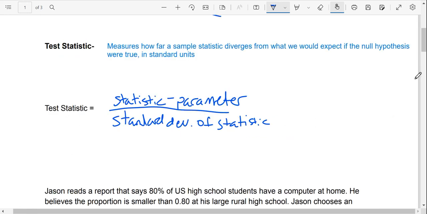One of the things we'll be calculating is the test statistic, and it measures how far a sample statistic diverges from what we would expect if the null hypothesis were true, in standard units. We calculate it as statistic minus parameter over the standard deviation of the statistic. We'll do some examples with that.